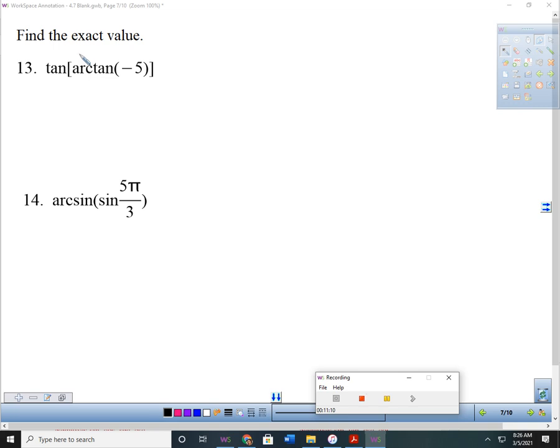So if you take the tan of the arctan, and those are the same, they just cancel, and your answer is negative 5.